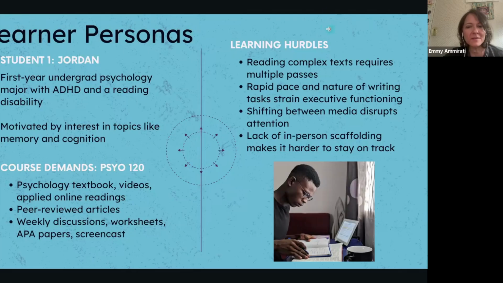So finally, the flexibility of online learning, as we've mentioned, is great because it allows Jordan to work at their own pace. But with reduced scaffolding and lack of in-person accountability, that actually also makes it harder for them to stay on track. On the flip side, Jordan's really motivated by the subject matter, especially topics like memory and cognition, in part because of their own unique learning characteristics. With all this in mind, accessible strategies and supports are going to help this student focus less on battling barriers and more on engaging meaningfully with this content that is so important to them.